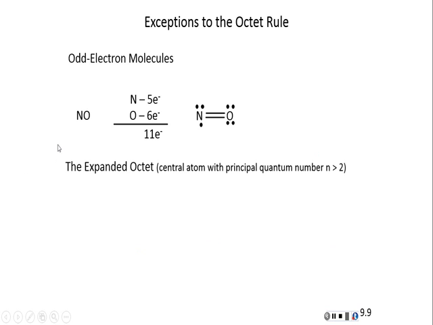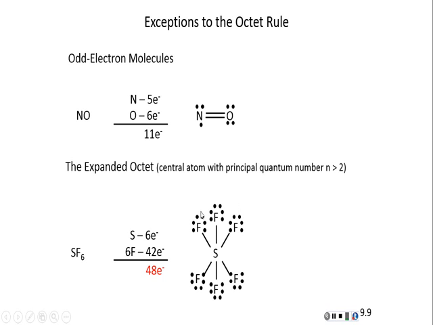And then we have an expanded octet. This is sulfur hexafluoride. A lot of electrons. And you notice that the sulfur is forming 6 bonds here. And we saw that earlier. Sulfur can do this because it can bring the valence electrons into the d orbitals.